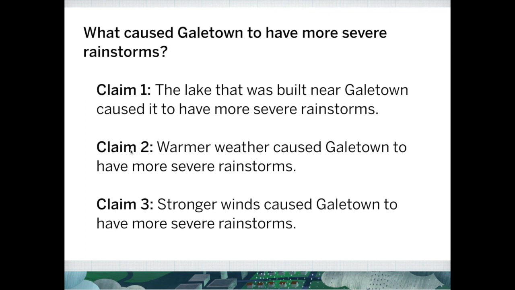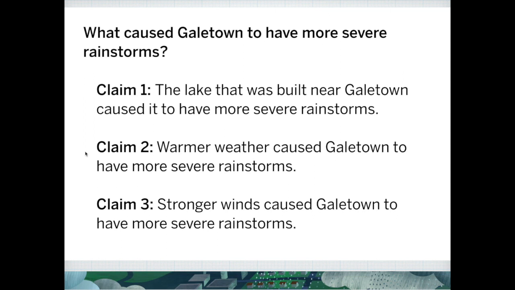Another claim that might explain what caused the more severe rainstorms was that the warmer weather caused Galetown to have more severe rainstorms. So this one is kind of similar to what we hear in the news a lot when we talk about climate change. We talk a lot about the warmer weather around the world. So I want to keep an eye on this one, as it kind of plays a lot into our current situation around the world. And then we have claim 3, which talks about the stronger winds in Galetown.